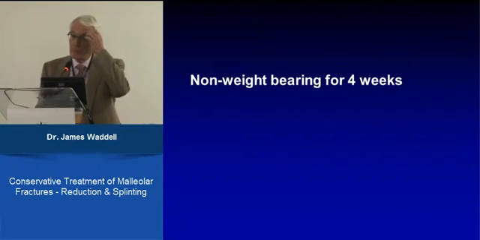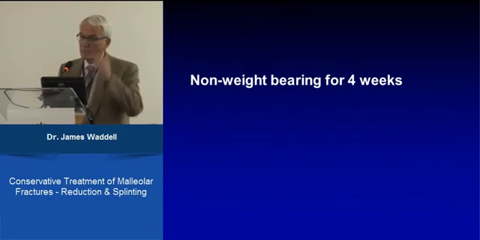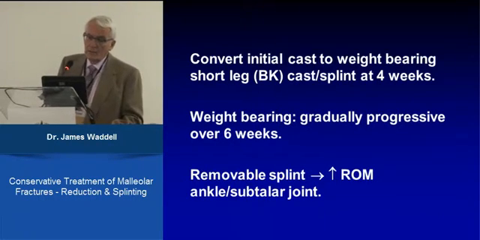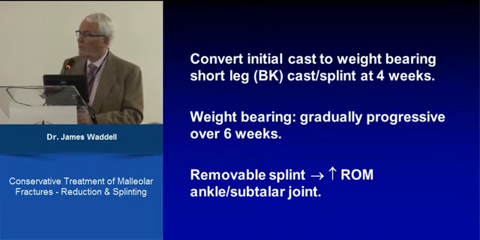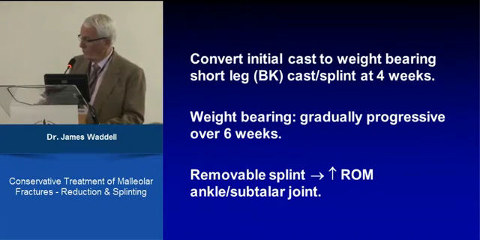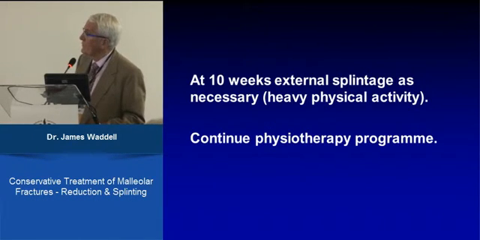Non-weight bearing for 4 weeks. This makes it awkward for some patients. And then you convert the initial cast to a weight-bearing short leg cast or an air cast splint or removable splint, progressive weight bearing, and then a removable splint for range of motion of the ankle and the subtalar joint. So at 10 weeks, external splintage is necessary.